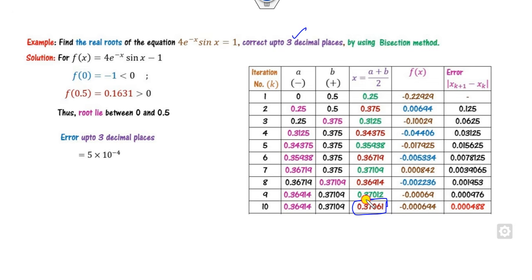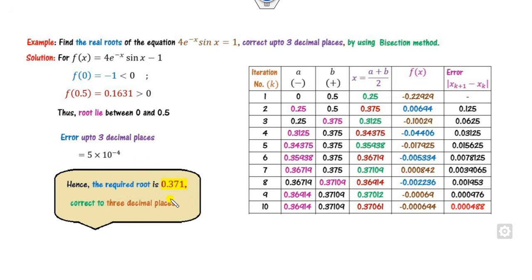You can see also up to the 3 decimal places the result matches. So you can round off up to 3 decimal places. The right answer is 0.371 up to 3 decimal places.